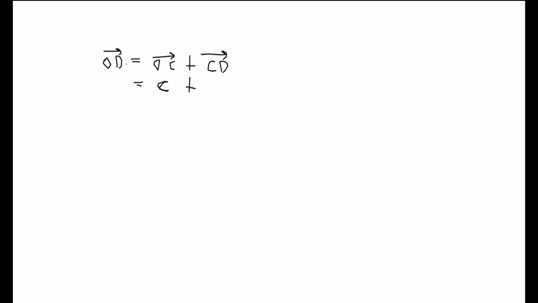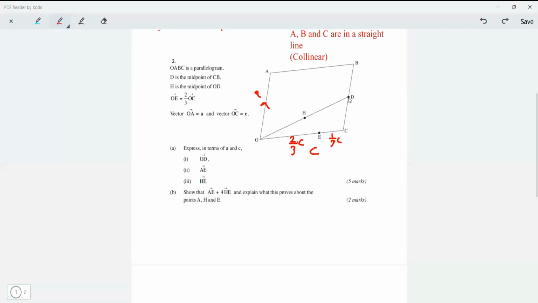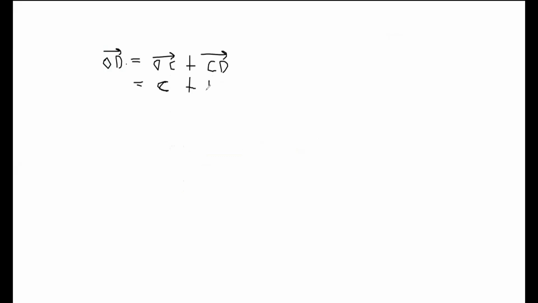Now we need to go from C to D. But have a look right here. To go from C to D, but D is the midpoint. D is the midpoint of what? CB. So that means that CD is a half of CB. So we can write that right here, that CD is a half of CB.